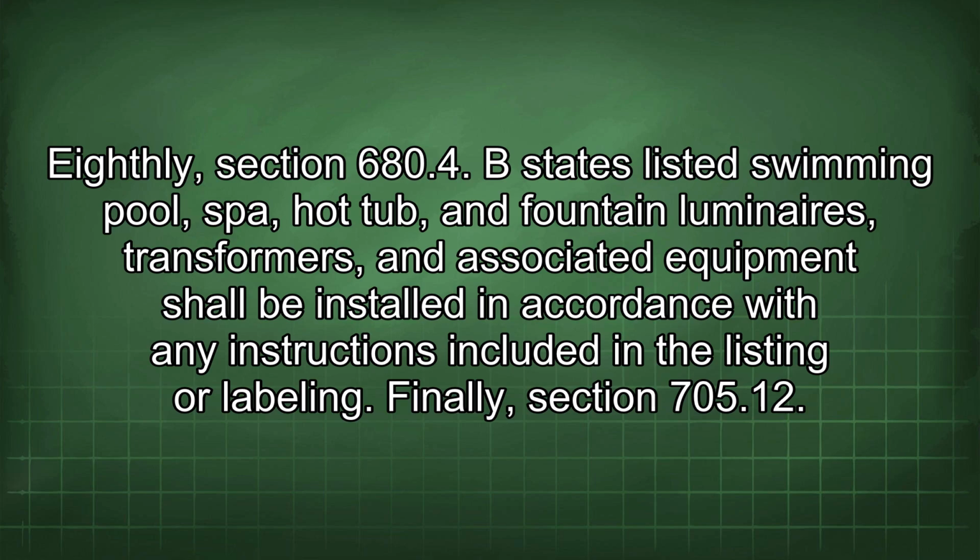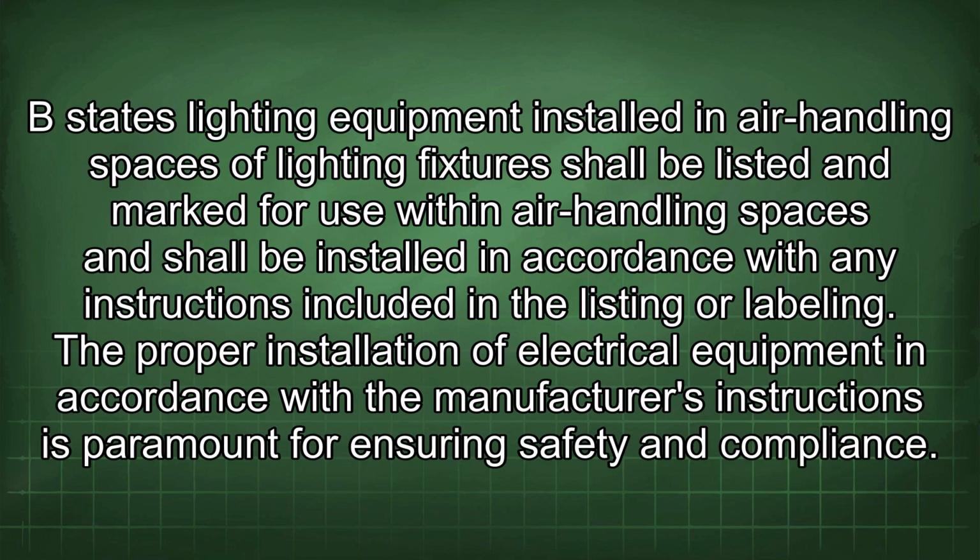Finally, Section 705.12(B) states lighting equipment installed in air handling spaces of lighting fixtures shall be listed and marked for use within air handling spaces and shall be installed in accordance with any instructions included in the listing or labeling. The proper installation of electrical equipment in accordance with the manufacturer's instructions is paramount for ensuring safety and compliance.